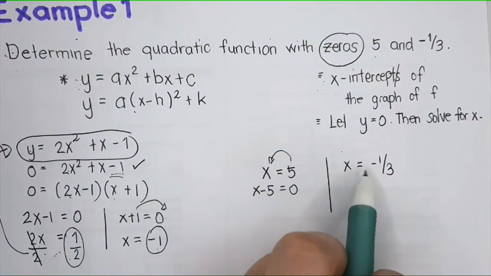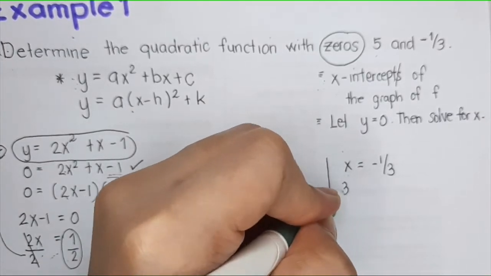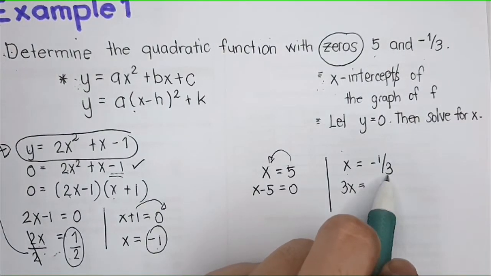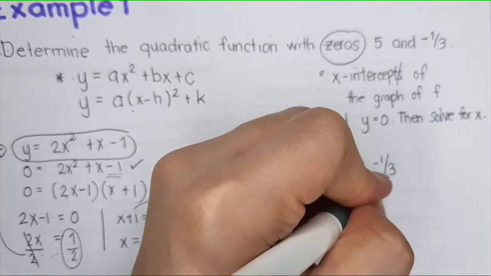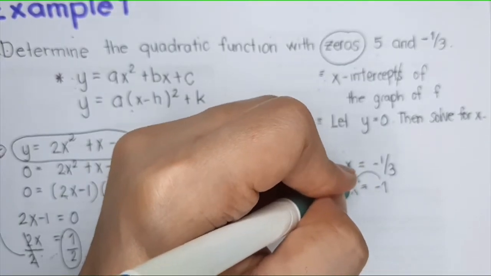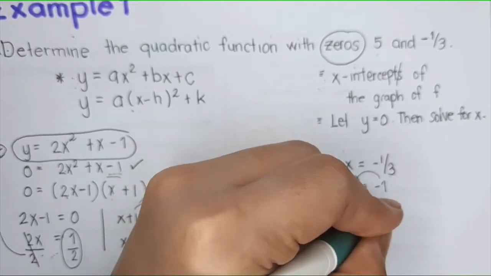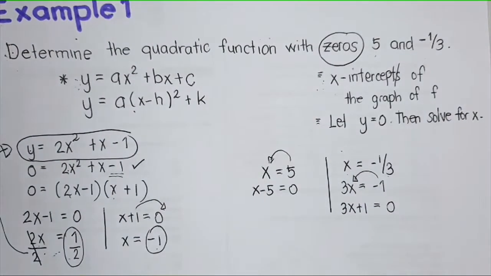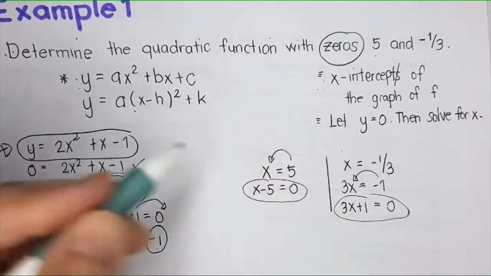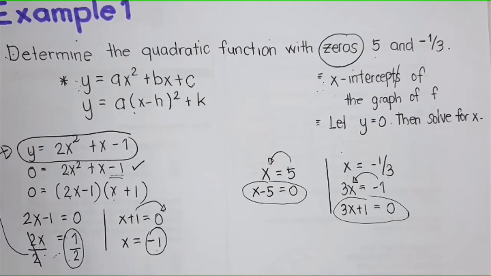Multiply both sides by 3. If you do that, 3 times x, 3x. 3 times negative 1/3, magka-cancel yung 3, you will get negative 1. And then you transpose negative 1 here, you will get 3x plus 1 equals 0. Okay? After getting this and this one, what do you do next to finally get the quadratic function?